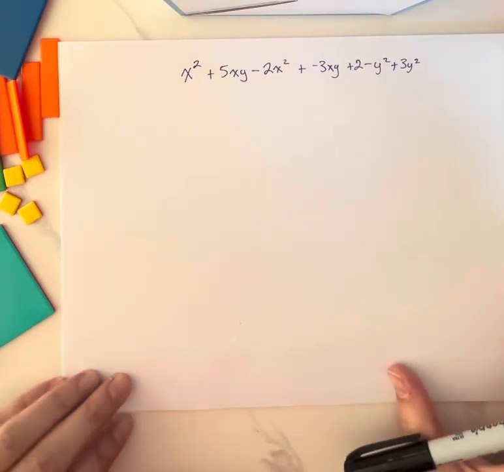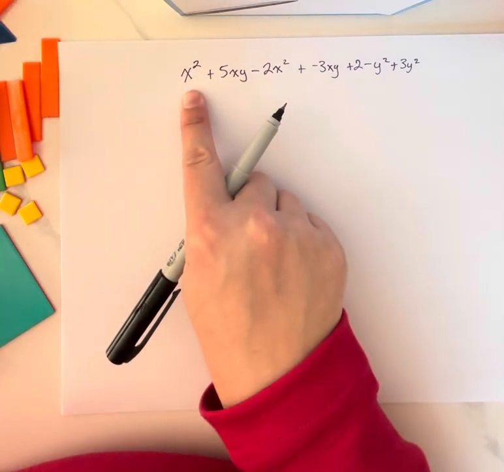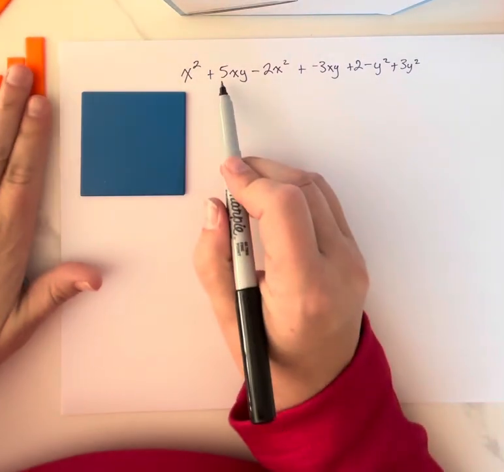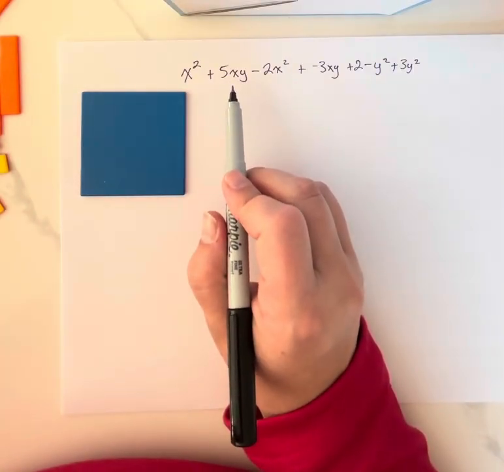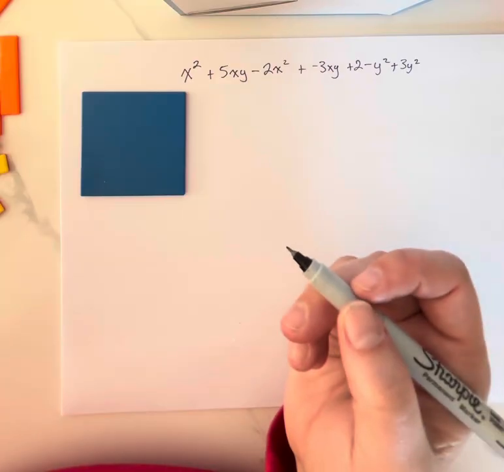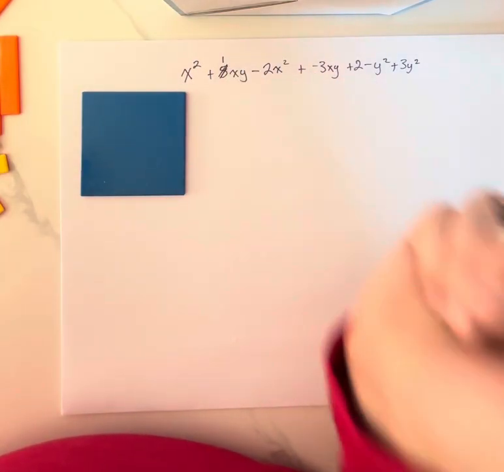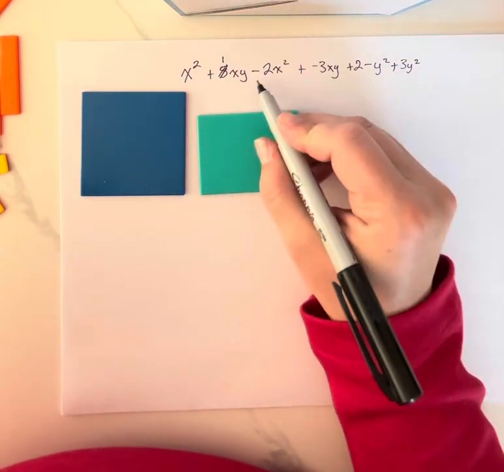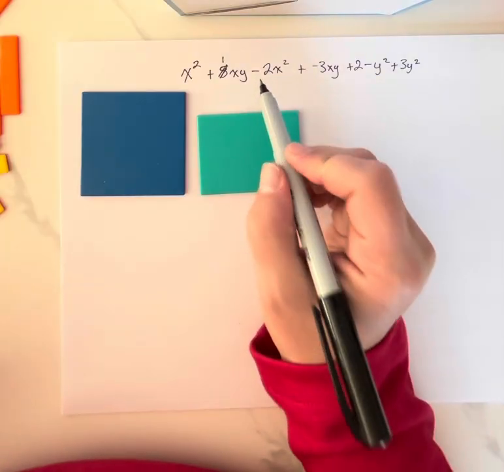Okay, so the first thing I'm going to do is I'm going to get all my tiles. And this first one is no different than what we've been doing, just your regular x squared. Right here, we've got 5xy's. Oh, I'm going to change these numbers so I have enough. I'm going to make that just 1xy. So I've got 1xy. And then we've got minus 2x squared. So this is where it gets a little bit different.